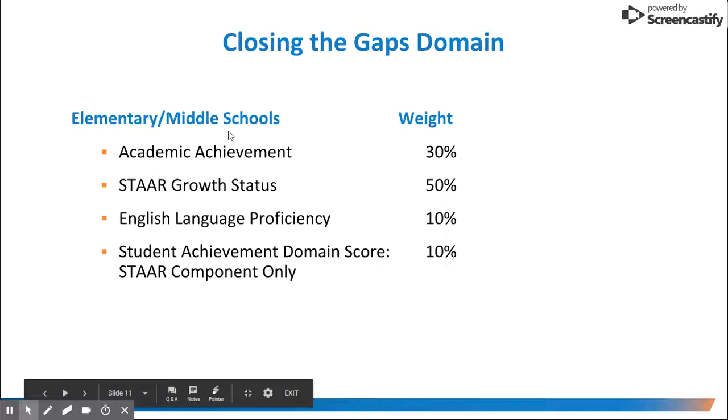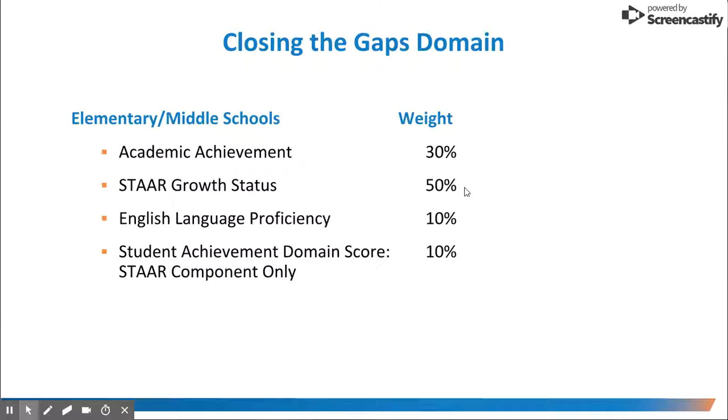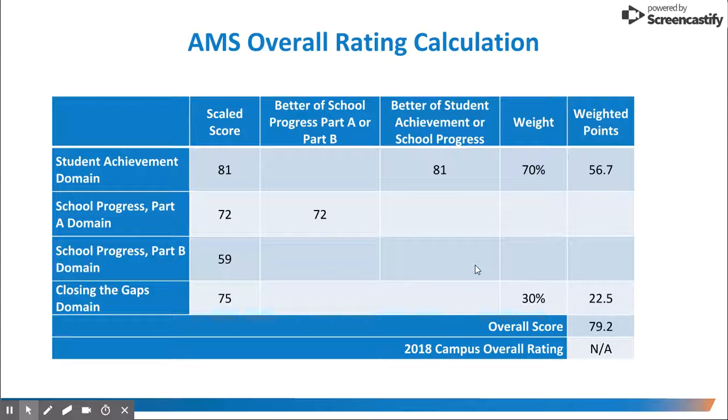So specifically with middle schools in the closing achievement gaps domain, the score is broken down into 4 categories: academic achievement, growth, progress in ELLs, and student achievement domain score, the STAAR component only. So this is the breakdown on how to achieve closing achievement gaps. So I'm going to share with you the scores and then move to a website.